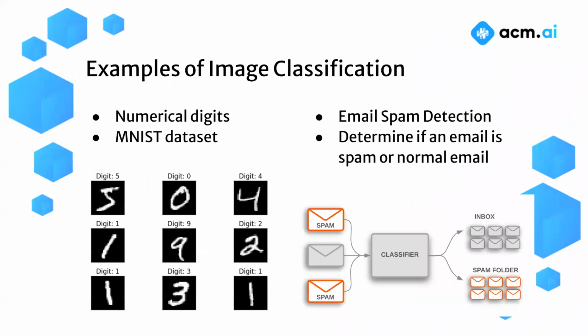Next one. So here are some actual examples of image classification. One of them is the MNIST data set, which is a set of 28 by 28 digits. They're drawn to be like the digits that are possible. And then another, more practical example is email spam detection, which is to determine if an email is spam or if it's an actual legit email that you should read. So this kind of classification crops up in all sorts of areas.